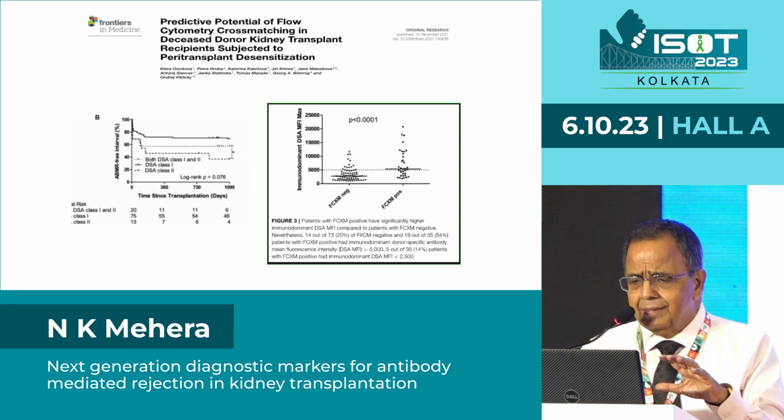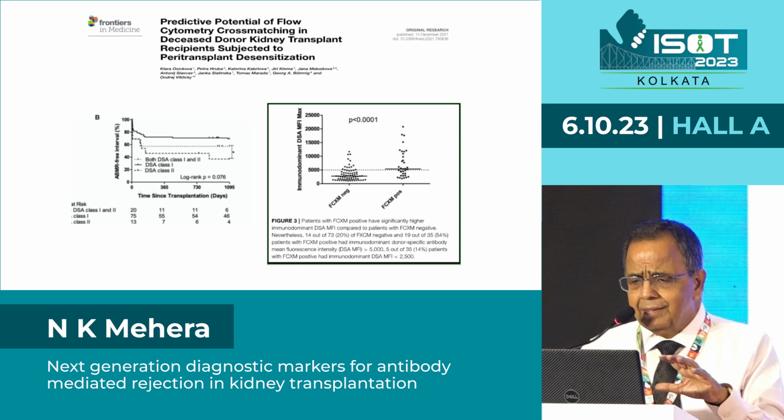Here is a study which came up just 2 years ago, indicating that patients in the flow cytometric cross-match positive group, compared to the negative group, have significantly higher immunodominant DSA MFI. But that's not the case in every case, because you can see there are also people in the flow negative group whose MFI is very high.